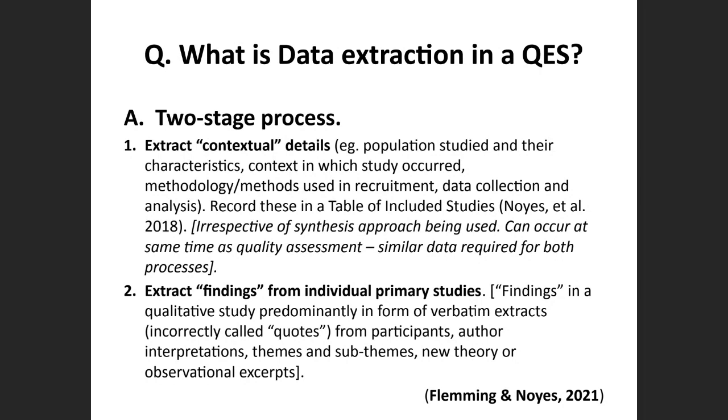The first stage is to extract the contextual details that allow us to position a study within its study context. This will include such details as the population studied and their characteristics, the setting or context in which the study occurs, and various details according to the methodology used: how participants were recruited, how data was collected and analyzed. These are then the raw ingredients for inclusion in a table of included studies.